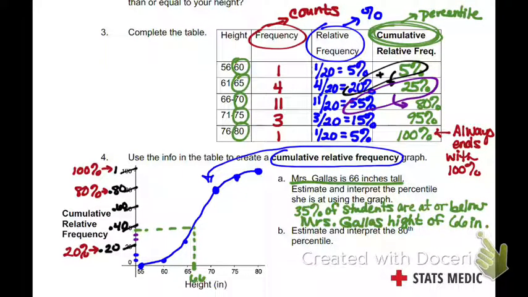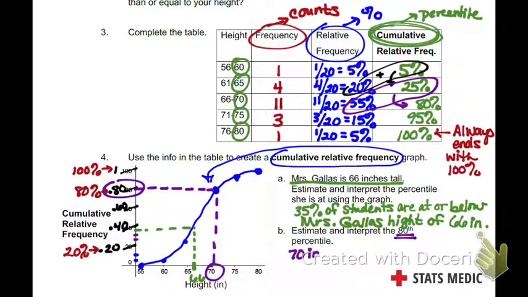How can I do something similar to that, but to estimate and interpret the 80th percentile? How can I use the graph to help me do that? Exactly. We're going to do this backwards from what we just did. 80% is right here, so I'm going to track this over. We actually had a data point right there. If I take that down, it looks like it's about 70 inches.